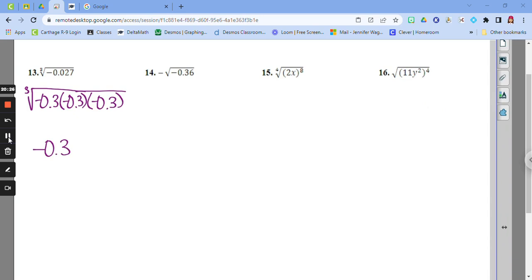Can we take the square root of a negative number on 14? No. Because that is a negative number that we're trying to take the square root of, no real roots.